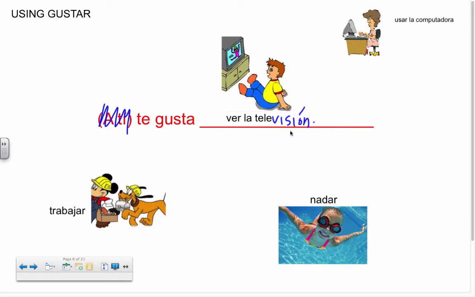Remember that both are fine. Tele is just short for televisión. And of course, trabajar, to work. You can plug that in there too. Any of the things that we've done so far.